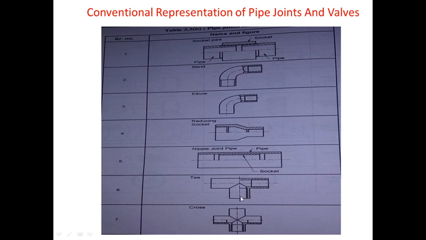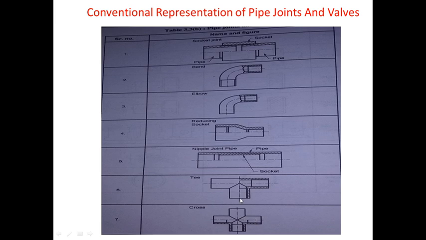So the main flow of the liquid will occur from this side, and then it will be diverted in two directions, one on the left side and one on the right side. So basically we can connect three pipes together by using a T joint. But if you want to connect four pipes together, we can use a cross joint instead of a T joint. So here the flow of the liquid will happen in three directions. The fluid will enter from the bottom, that is here, and then it will be diverted in three different directions, one on the left, one on the right, and one on the top.